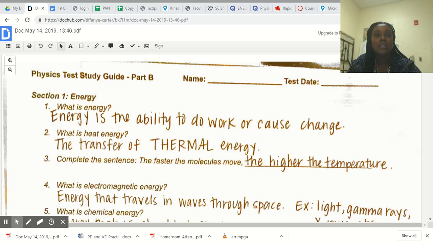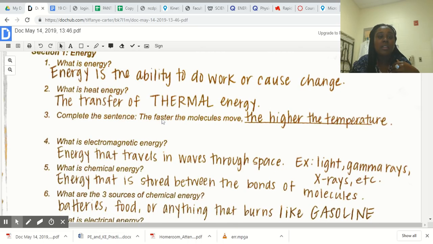Number one says, what is energy? Energy is just the ability to do work and to cause change. Like I have a stapler on my table. In order for me to staple this sheet of paper, I have to apply some force. In order for me to apply some force, I have to have energy. And the energy that's currently fueling my body came from my lunch. So energy allows us to do work and cause change.